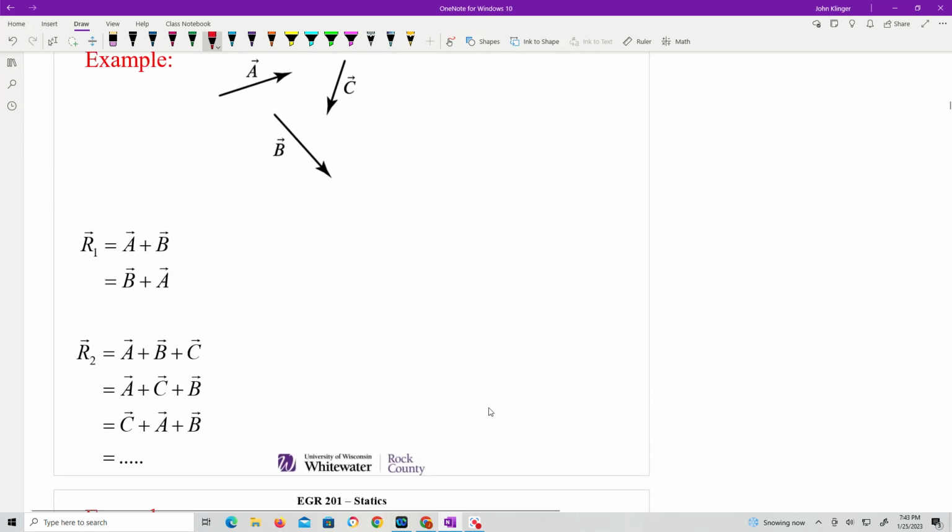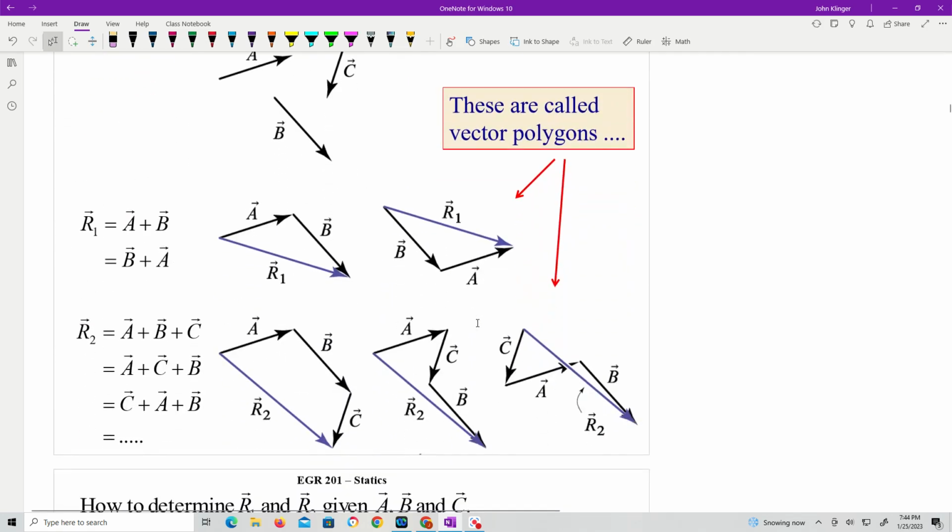What if I have multiple vectors, right? I have vector A, B, and C. We said that it didn't matter the order for two vectors. Well, the same is true for three vectors, right? All of them could be added in any different way, and you'll see this vector R2 is the same for each case. Same direction, same magnitude, so it doesn't matter. And these are called vector polygons.